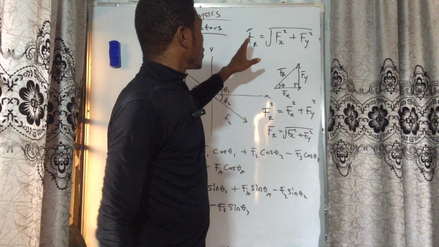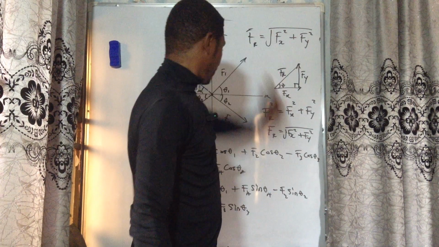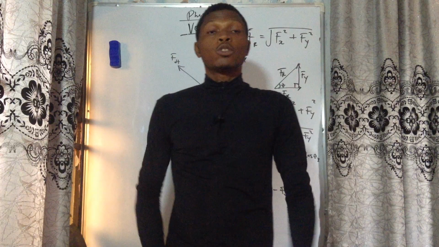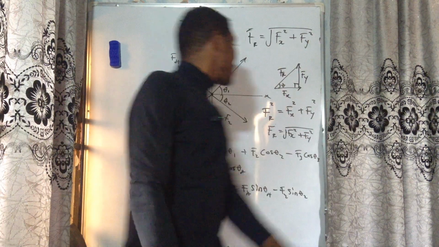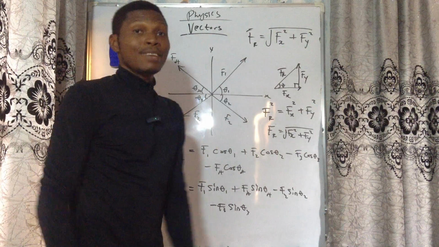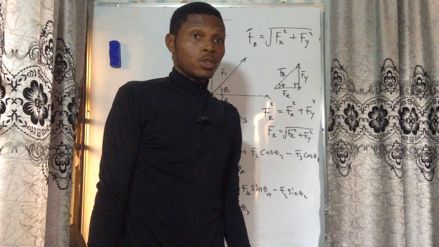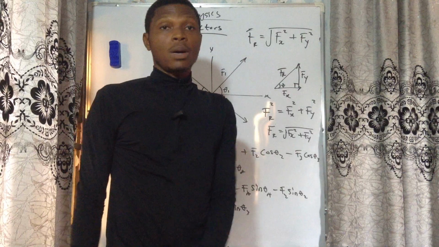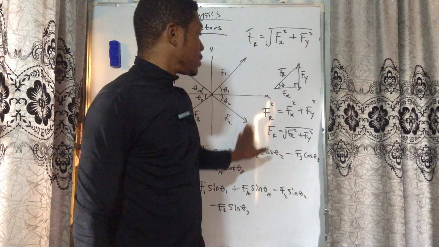So this is how we find the resultant of more than two vectors. Any vector you add here, you can use this and get their resultant, even including two vectors. So it can work. Learn this very, very well.